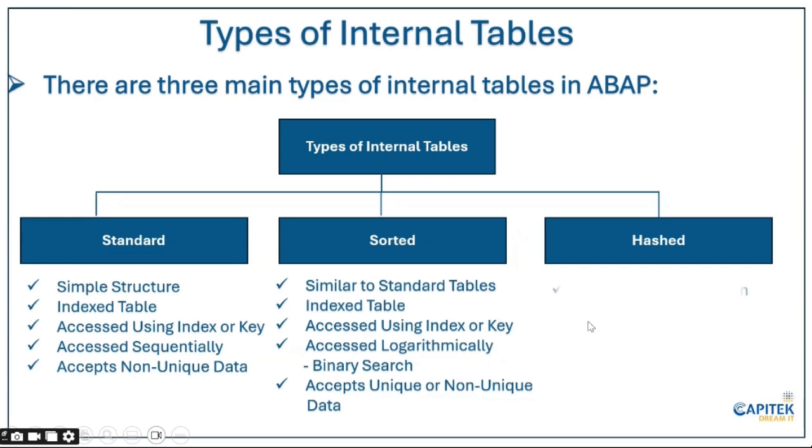And let's see about hashed internal table. Hashed internal table follows a hash function. This is the same as the binary search applied on the sorted internal table; it is the same kind of algorithm or function available on the hashed internal table. By default, it has a hash function applied.